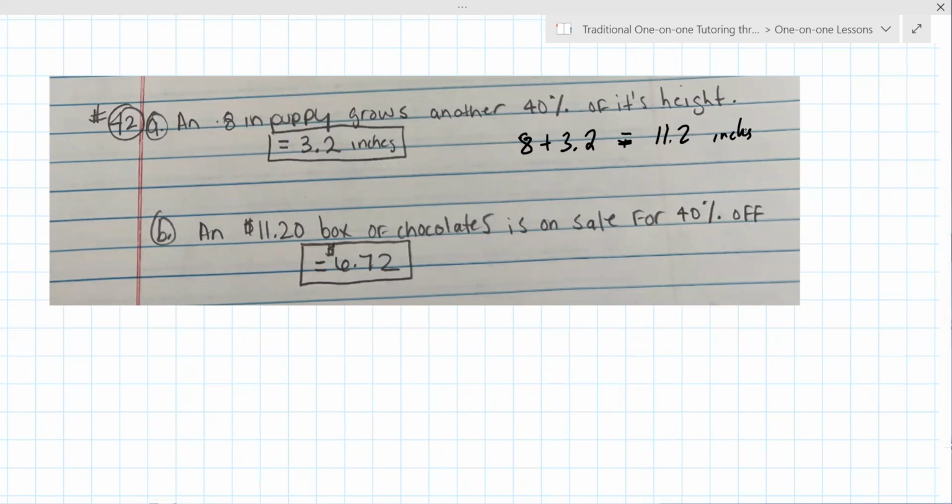Yeah, I think it's all part of the same section. So yes, just the 8 plus the 3.2. Now the next one here does look to be correct. Just want to grab a calculator and double check. Yeah, so this actually is the new price.